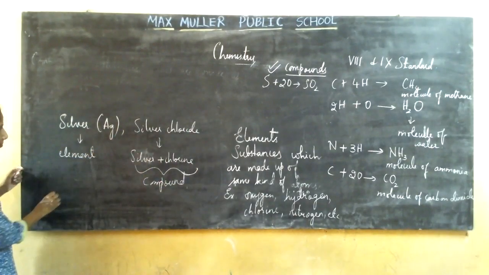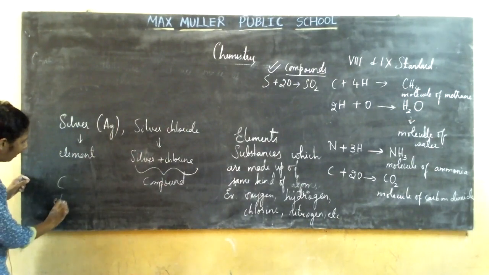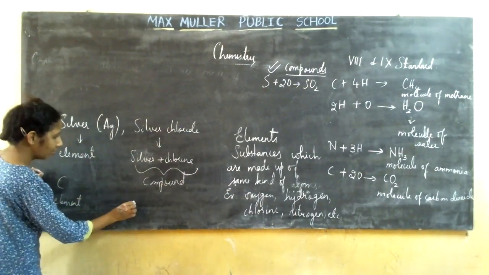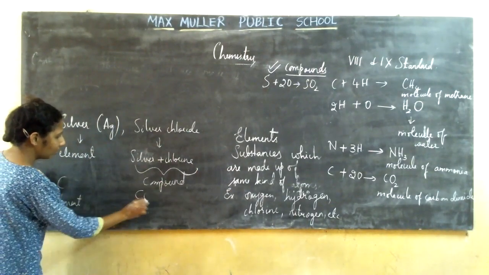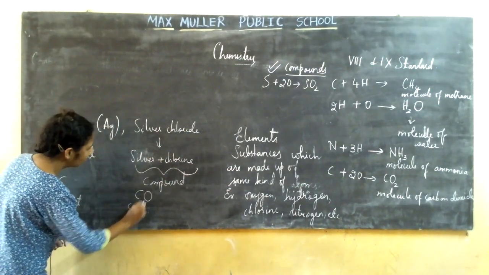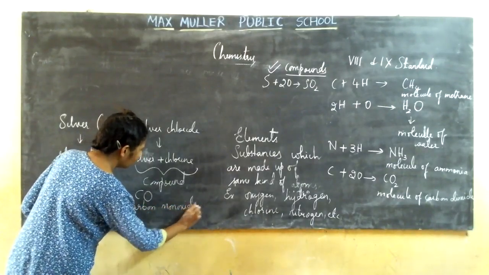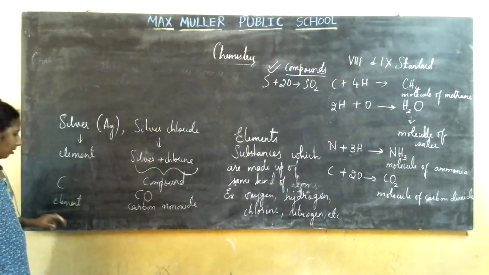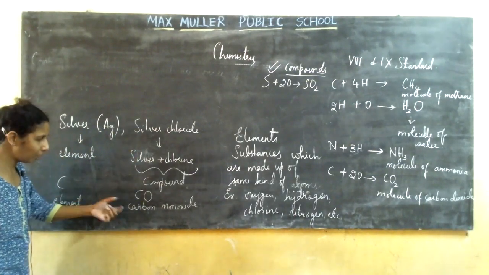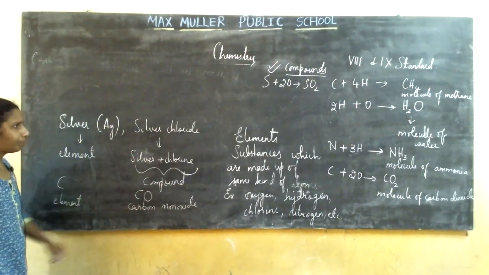Similarly, if I simply write C, it is carbon, isn't it? Carbon is an element. Okay, but if I write CO, what is the CO? Carbon monoxide. I hope you know this compound. Whereas C is an element, carbon monoxide is made up of carbon and oxygen. Okay, it is a compound. Did you people understand this?